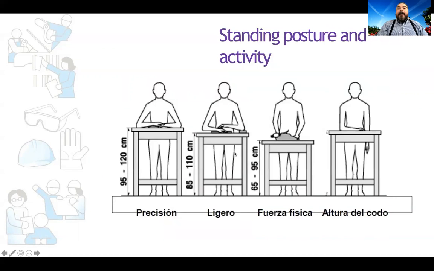Now let's talk a little bit about standing posture and its activity. What heights of your table, of your work area, are recommended for different types of activities? If you need precision, the height of the table should be between 95 and 120 centimeters. If it's a light workload, the height of the table can be from 85 to 110. If you need to apply some force to what you're doing, such as cutting meat, the height should be between 65 and 95, so you can use your back as a force.